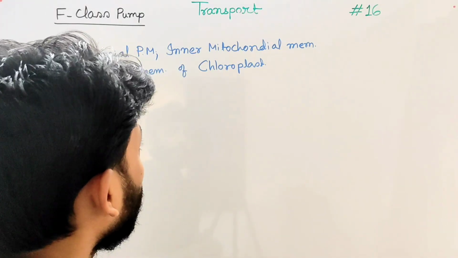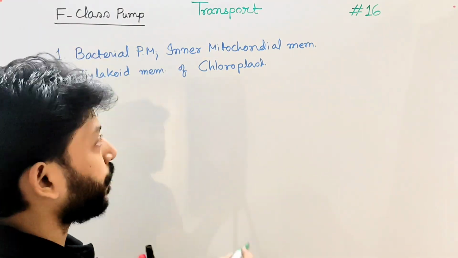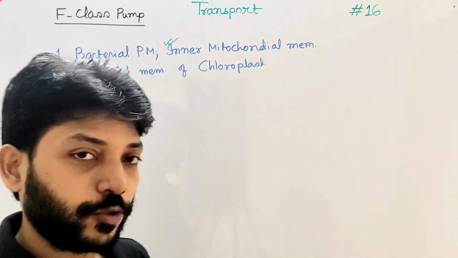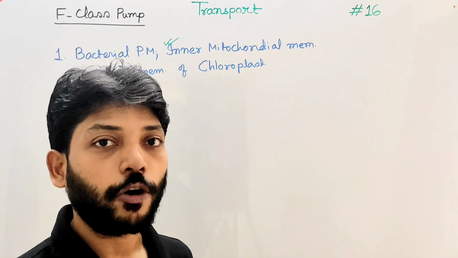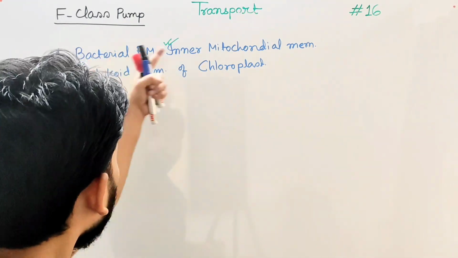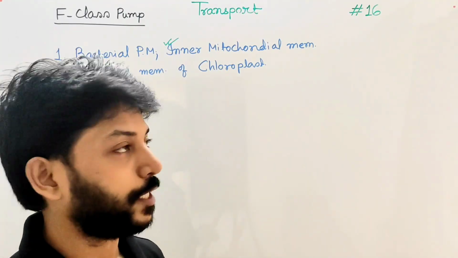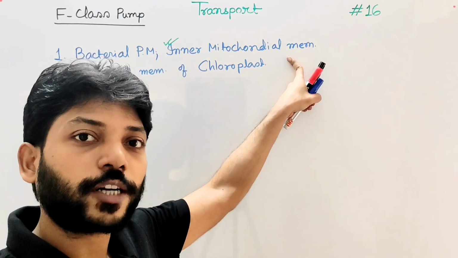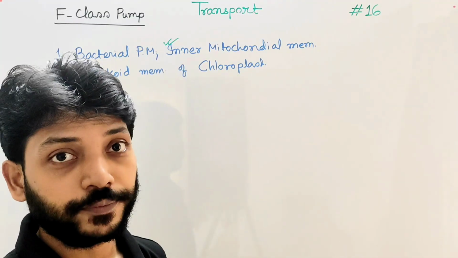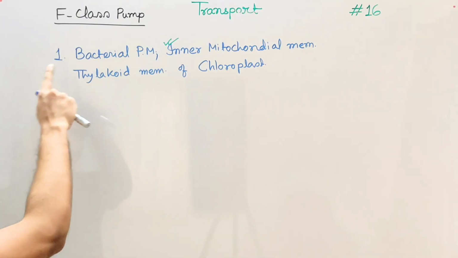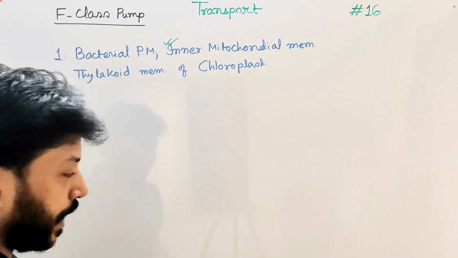In this video I will explain the F class pump that is present in the inner mitochondrial membrane. But remember, the structure and function of the F class pump present in all these three locations are very similar. So if you understand one F class pump structure and function, you can understand all the F class pumps present in these three locations. So the first point is location, where it is present.